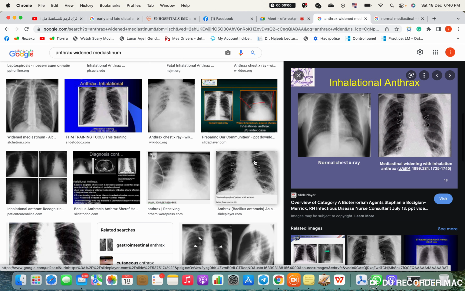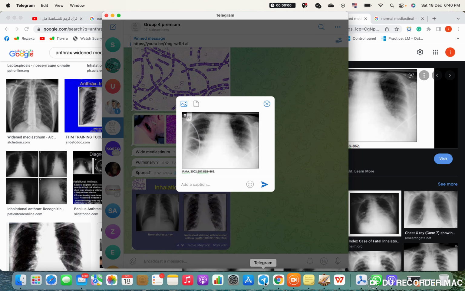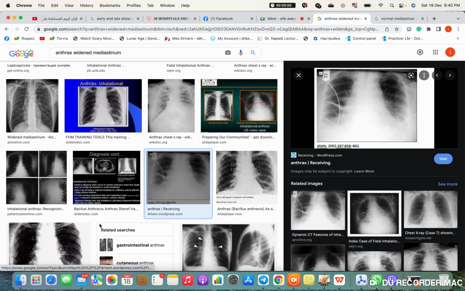For those who did cardiology with me, do you remember what other cause of widened mediastinum we had? There was another cause of widened mediastinum. Do you remember it? Well, cardiomegaly, it might lead to it, but there was something else. Tamponade, excellent. What else? Except tamponade, what else can lead to wide mediastinum?